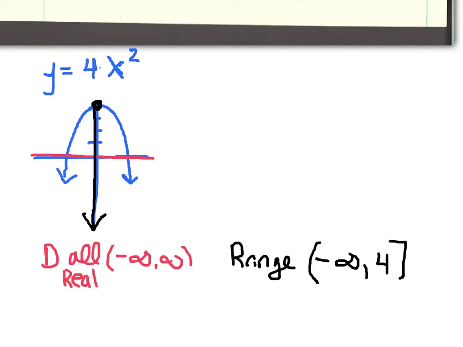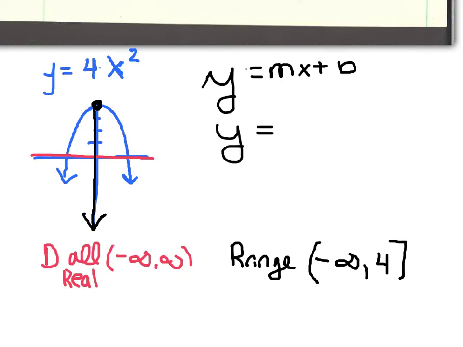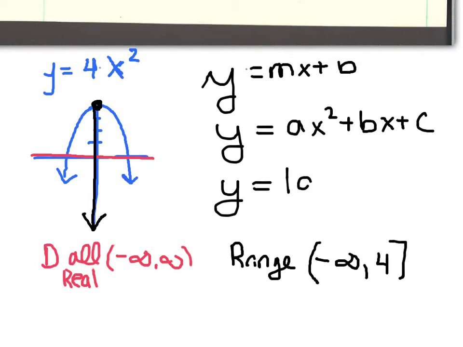Now in this section, you're going to be expected to graph lines, which we did in the P chapter. You're going to be expected to graph parabolas, which we also did in the P chapter. You're going to be expected to graph absolute values, which we're going to actually review tomorrow. And you're going to be expected to graph rational functions, which is the next thing we're going to review in this video.